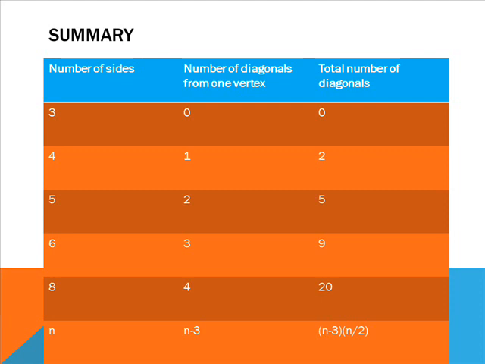The total number of diagonals, keeping in mind that we have to use this n minus 3, is (n minus 3) multiplied by n, divided by 2, where n again is the number of sides.